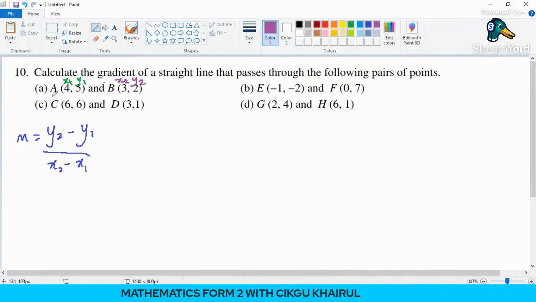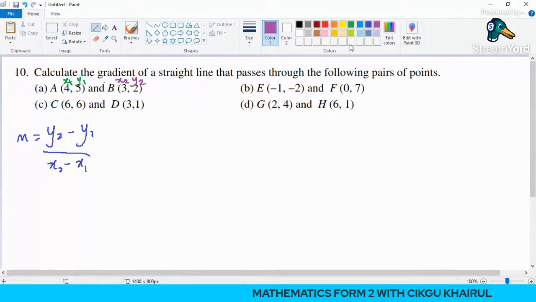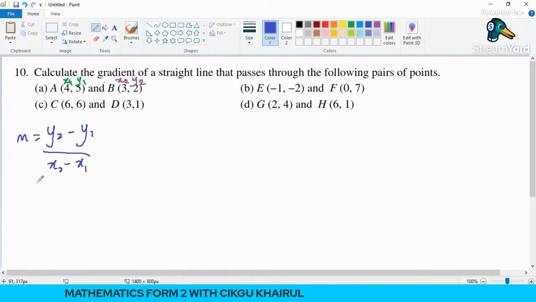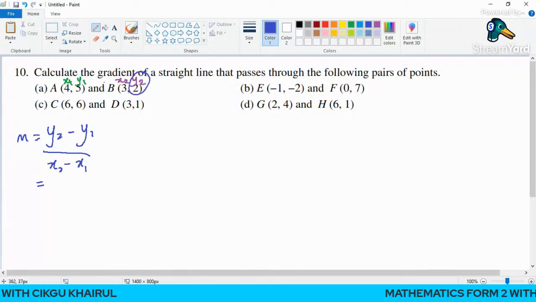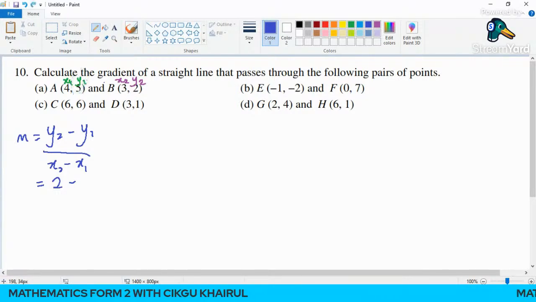Okay, so x1, y1 become 4 and 5. And x2, y2 is 3, 2. So we substitute the value into this equation. So y2 is here. This is y2. Y2, the value is 2. Minus y1. Y1 from here, y1 is 5.